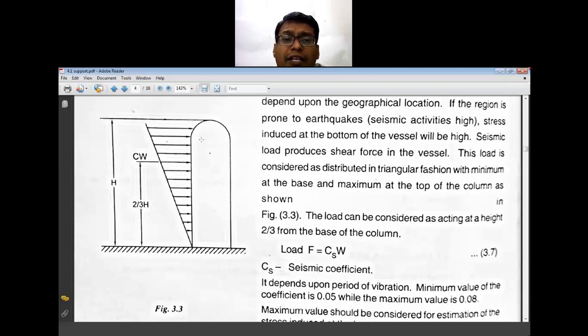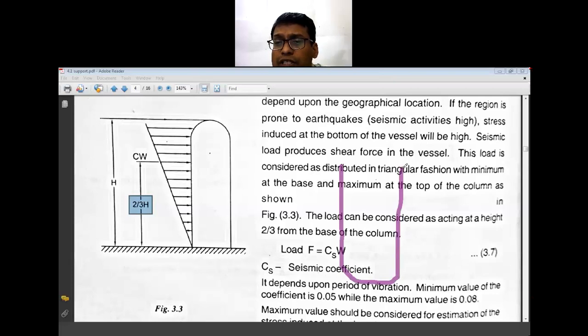And then PUW is added, PUW into bracket h1 plus h2 by 2, where h1 is the height up to 20 meters and h2 is the total height minus h1. Once the bending moment is calculated, one has to calculate the stresses acting on the bottom section.